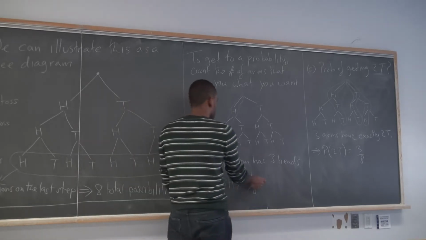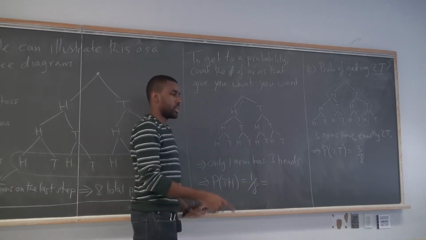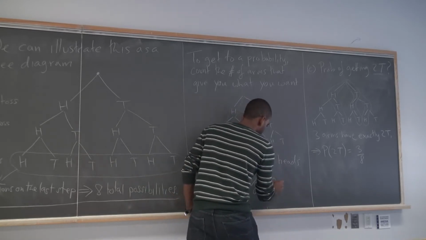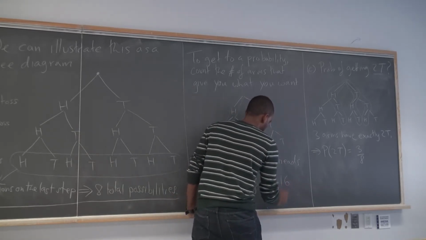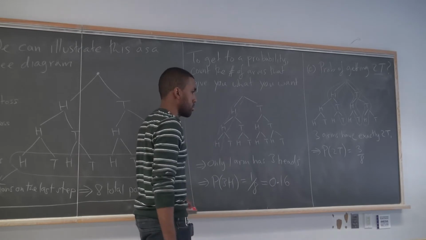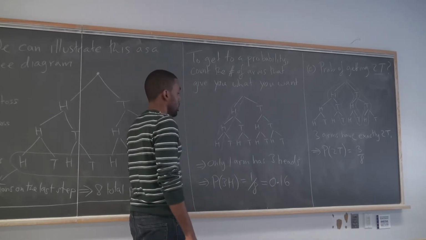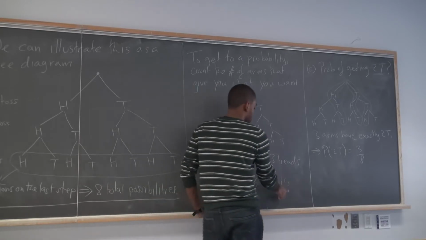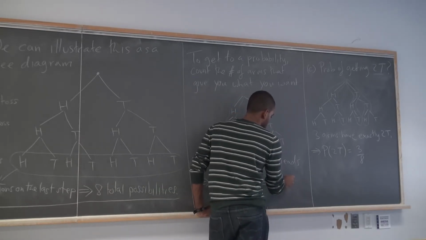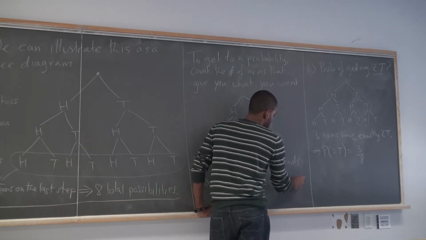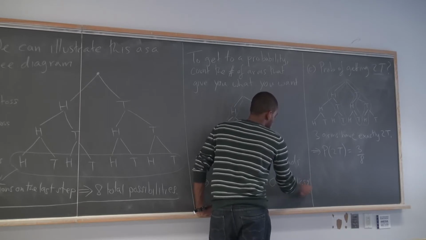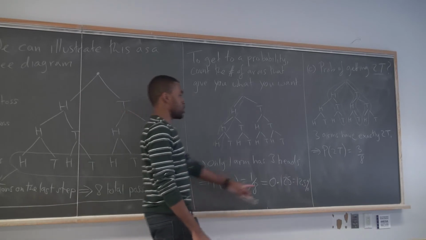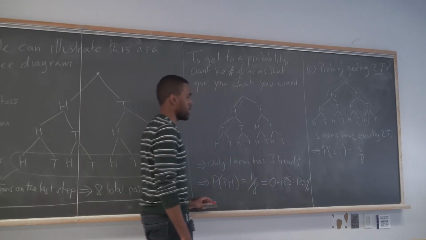By the way, what's 1 out of 8 as a decimal? 0.125, which is pretty much 12.5%. So by the way, if you took the bait here, you only have like a 12.5% chance of winning that $100.